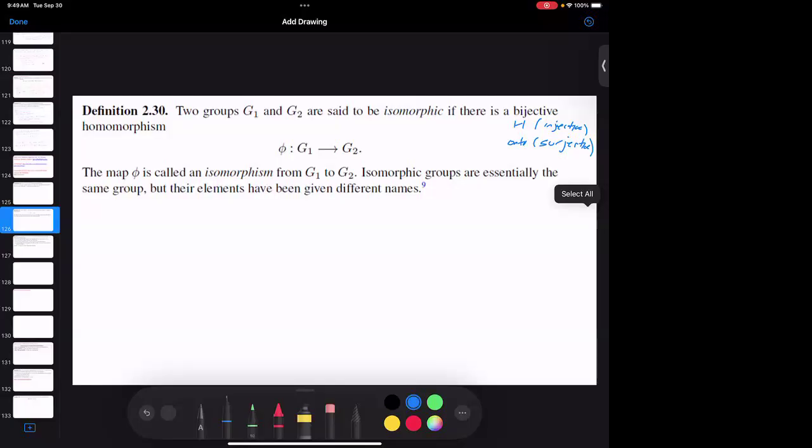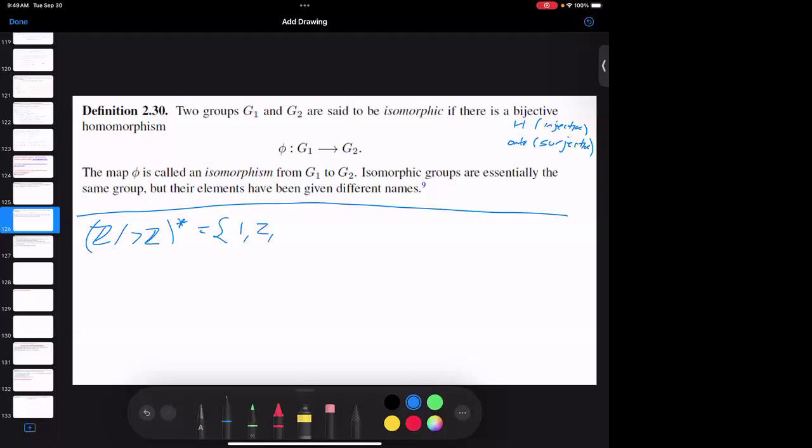So let's try to think of maybe two groups that might be isomorphic. So let's look at Z mod 7Z star. This is going to be the numbers 1, 2, 3, 4, 5, 6 under clock multiplication with 7 as the number of hours.